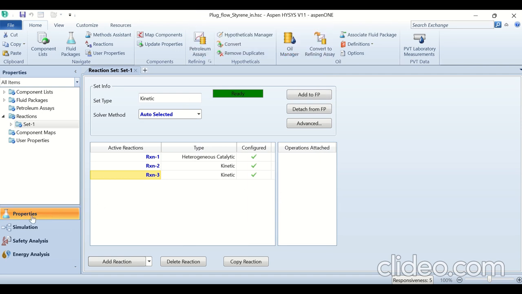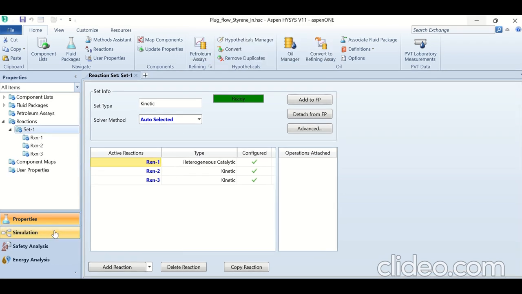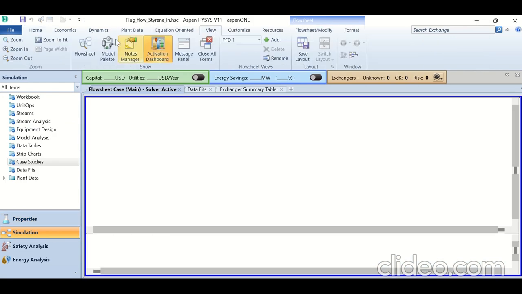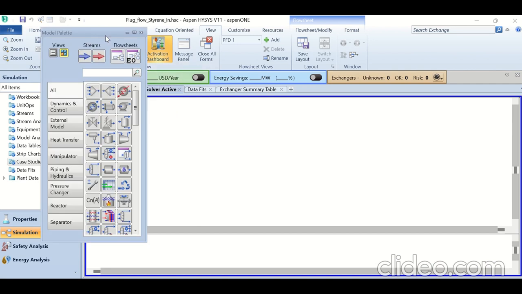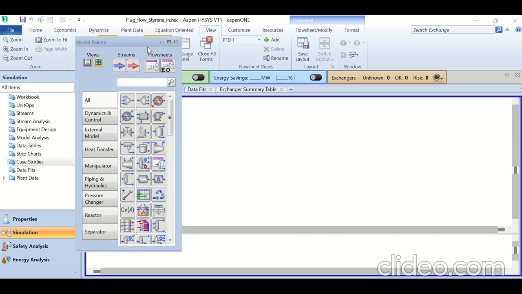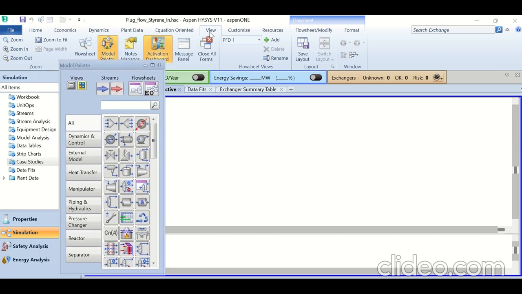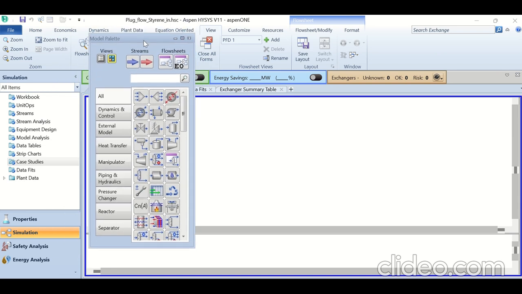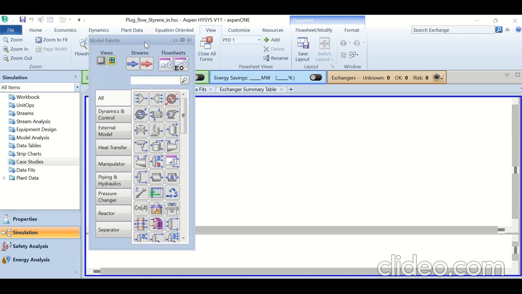Now we will go to the simulation environment, where we will construct our process flow diagram. So click on simulation, go to view, click on model palette. When you click on simulation, normally this model palette is shown. However, if it is not shown, you can click on view and then model palette. So this model palette will appear.